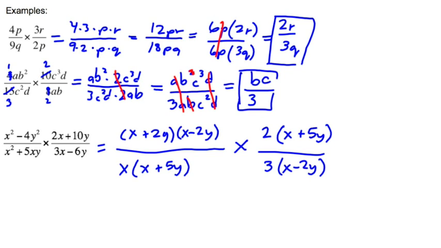Now I can go ahead and simplify. I see I have x plus 5y over here, x plus 5y in my denominator. I can cancel those out. I have an x minus 2y here and x minus 2y here. I can cancel those out.